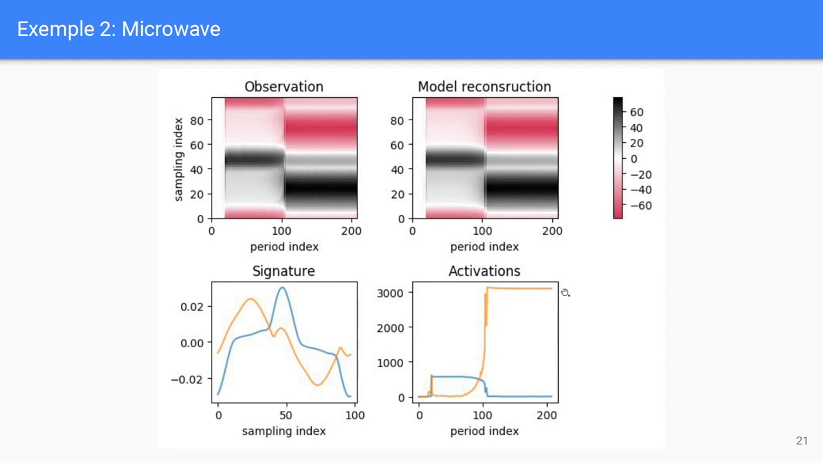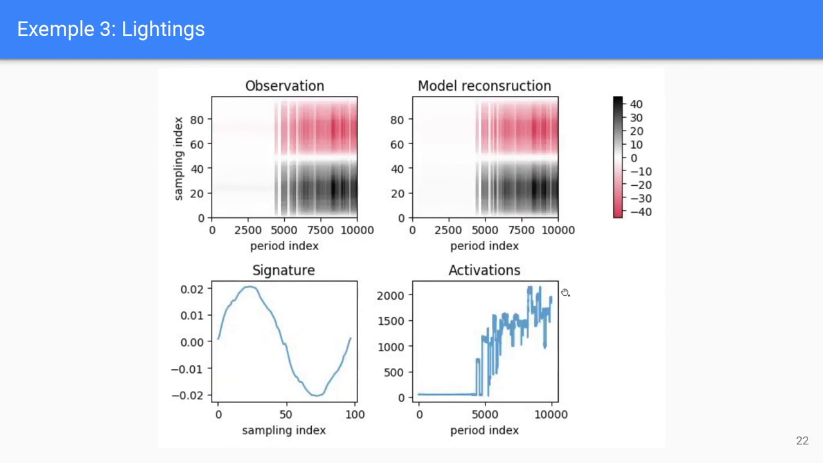If we go to another case, lightings, for example, those kinds of plots, I think you don't have this in residential buildings, because here it's the aggregate of like hundreds or thousands of lightings in a big building. So that's why the observation matrix is very variable. But even if the observation is very variable, we can see that we only need one signature and one activation to reconstruct this observation very well.